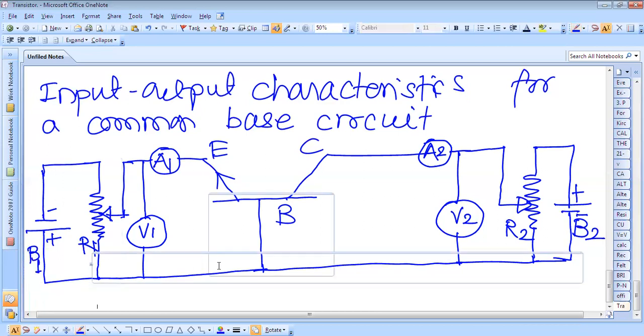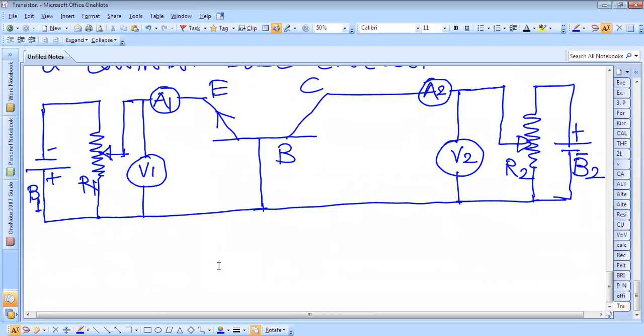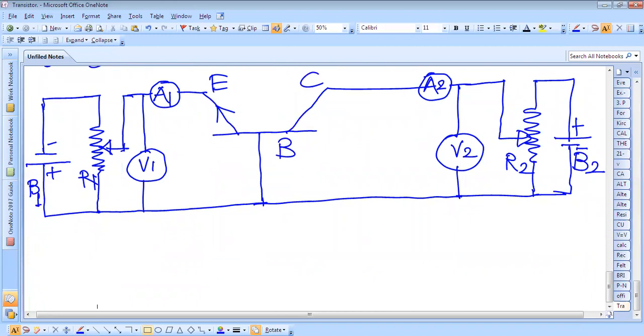Now we have to keep this emitter current constant. By keeping the emitter current constant, how can we do that? Even if it varies, we just vary this rheostat and measure this collector current and the collector to base voltage.